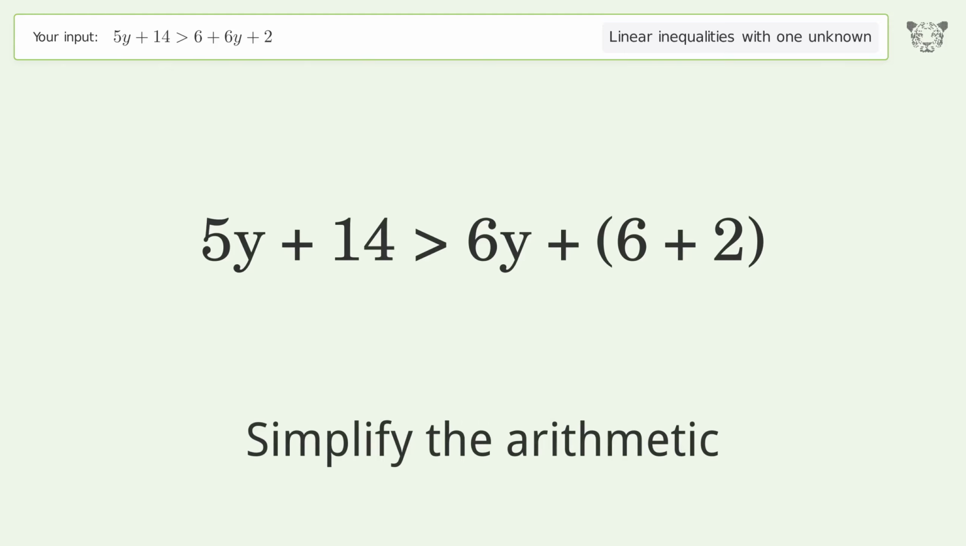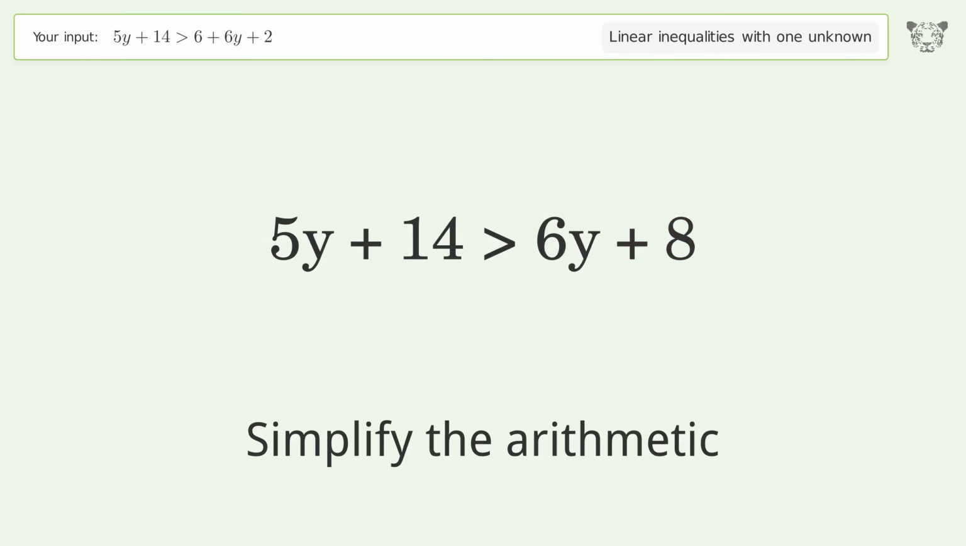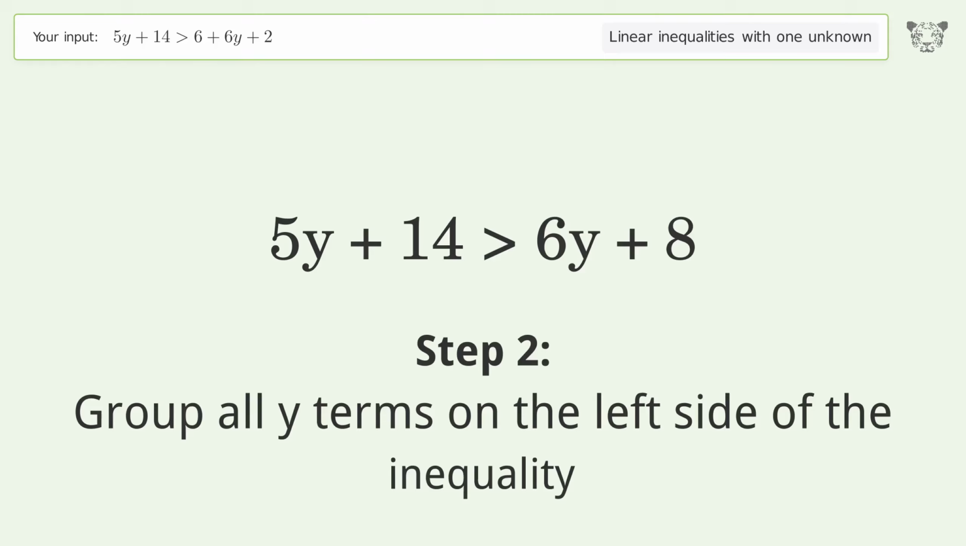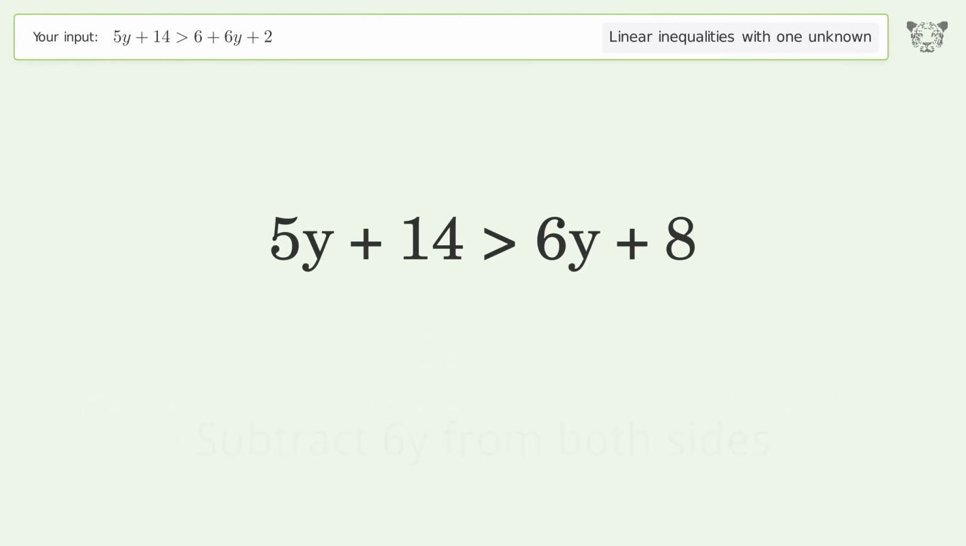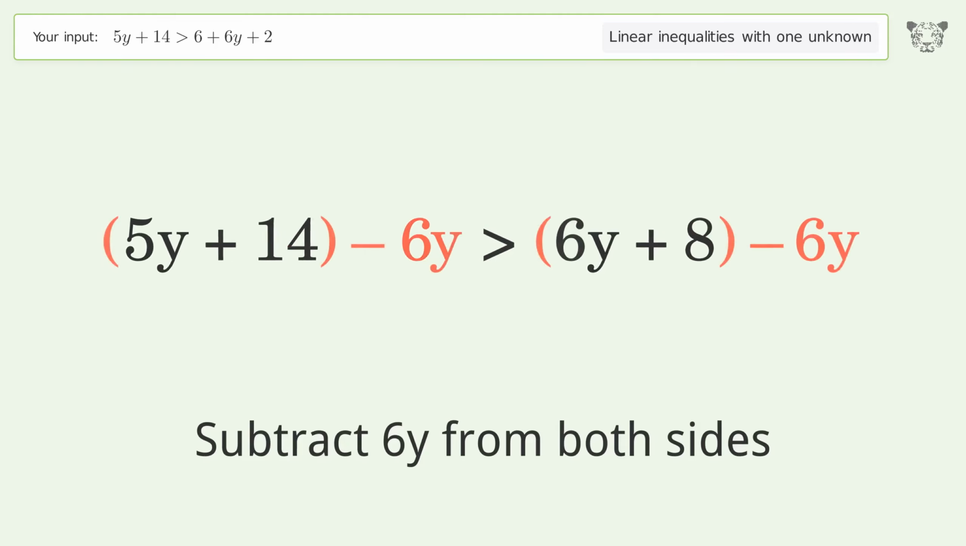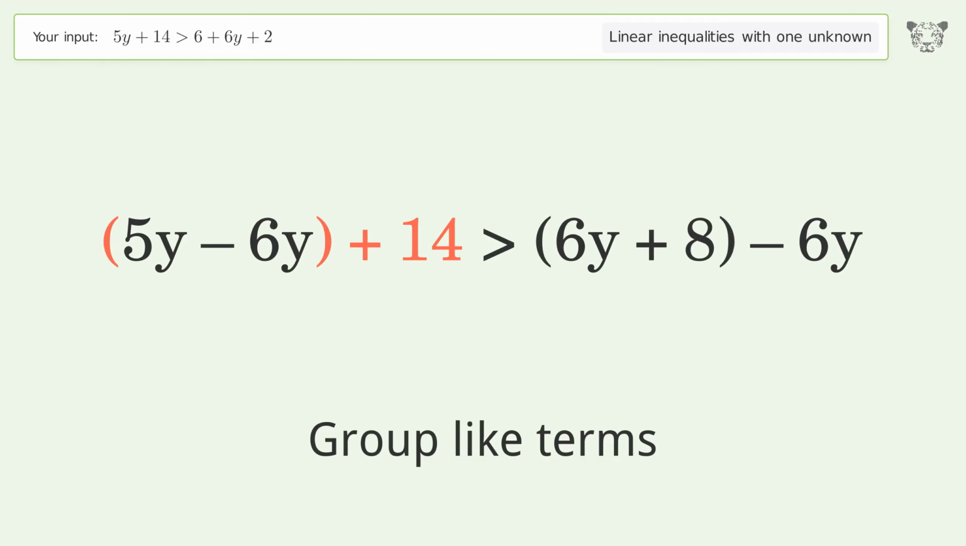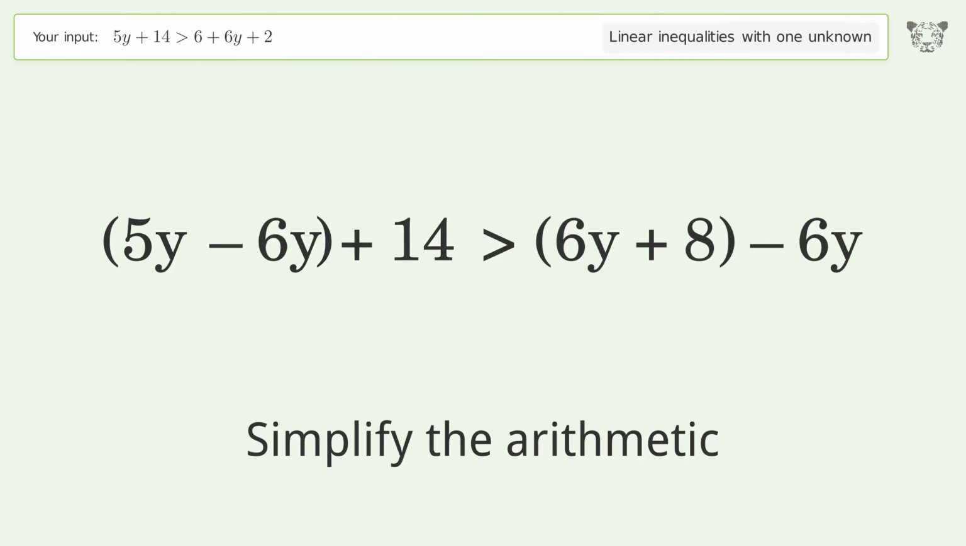Simplify the arithmetic. Group all y terms on the left side of the inequality. Subtract 6y from both sides. Group like terms. Simplify the arithmetic.